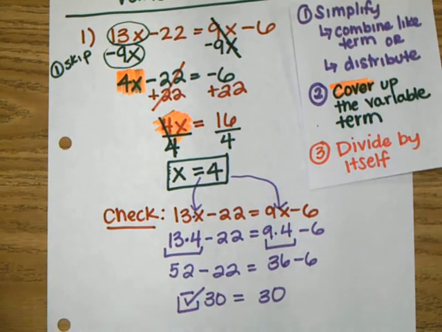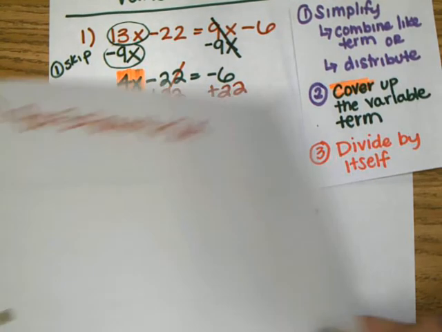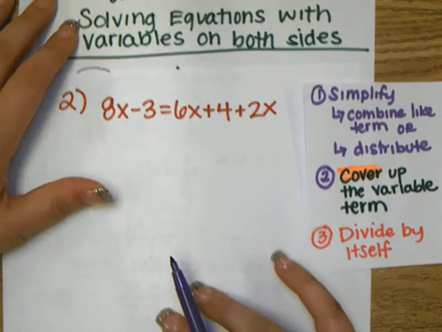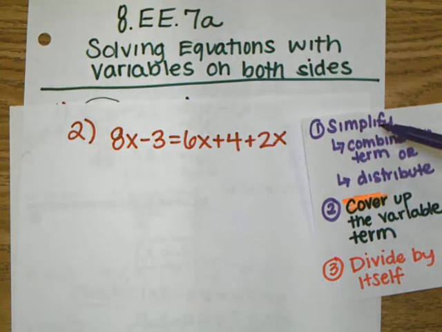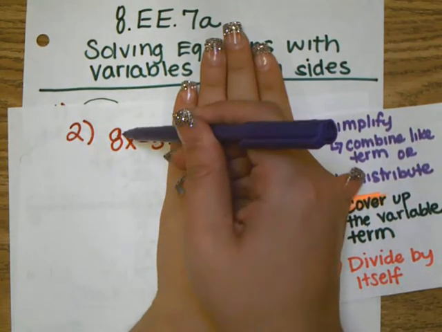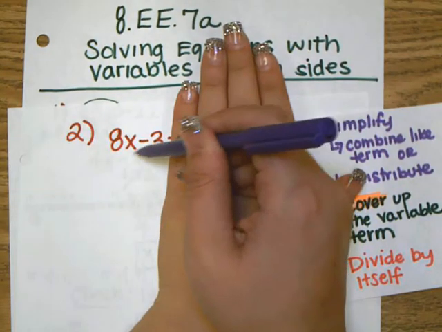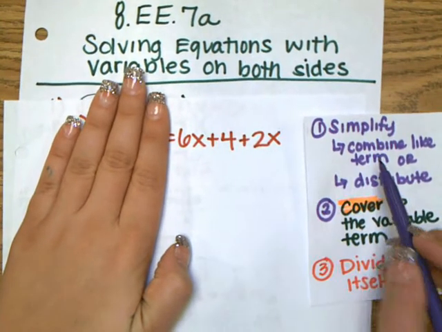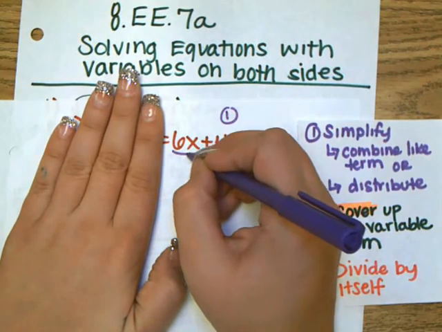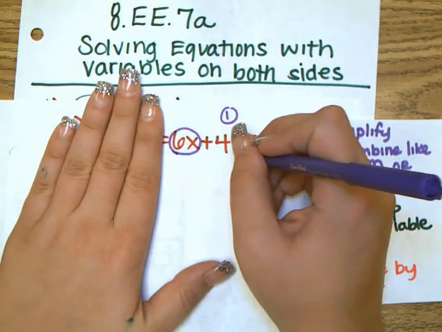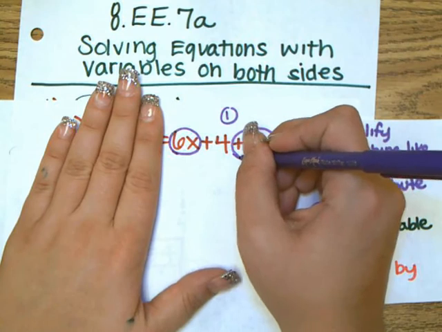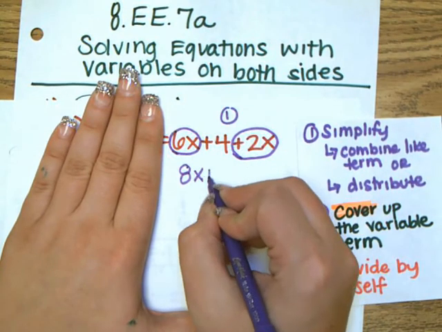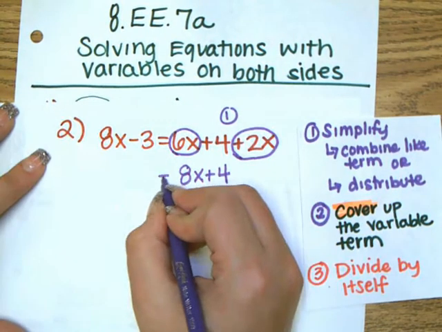Okay, let's go ahead and try another example. Example 2 here. Okay, so step 1, we're going to simplify. So I'm going to look to the left. I can't put an 8x with a negative 3. They're not like terms. So I'm going to look on the right side. I can simplify this. Step 1, I can simplify because they're on the same side. 6x and 2x makes 8x.